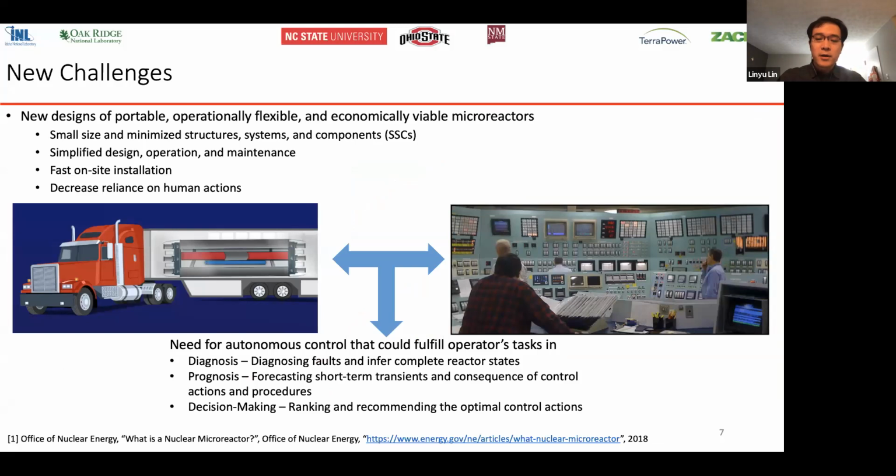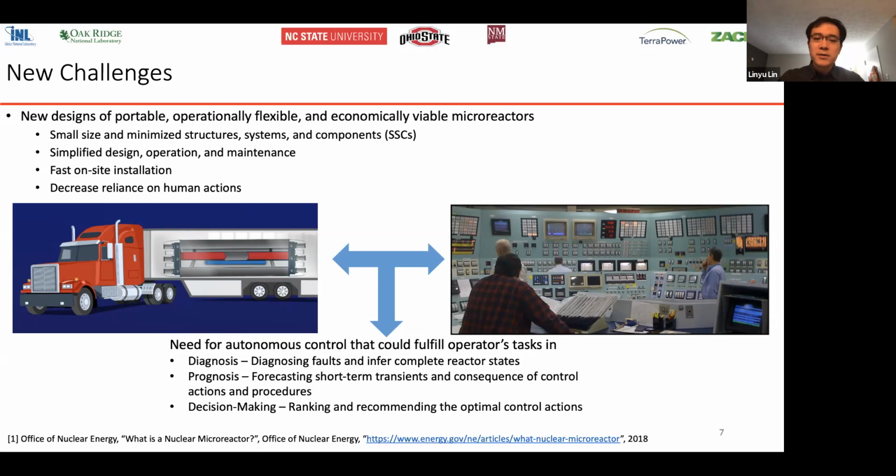So that's the issue of the operator-centric room, and we also have some new challenges from new design reactors. In recent years, we have heard a lot about the design of portable, operationally flexible, and economically viable micro reactors. And those micro reactors are featured to have small sizes with minimized structure and system components. And they are also required to have simplified design, operation, and maintenance, and also should have decreased reliance on human actions. So these features of the new micro reactors turn out to be not compatible with the classic operator-centric control room. And that gave us a need for an autonomous control system which could fulfill part of the operator's tasks.